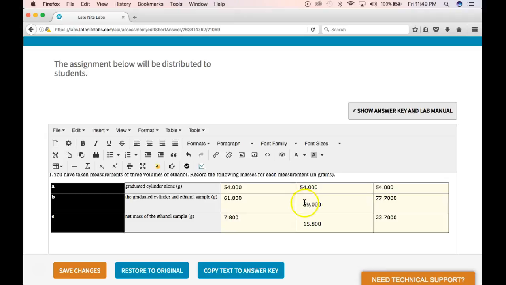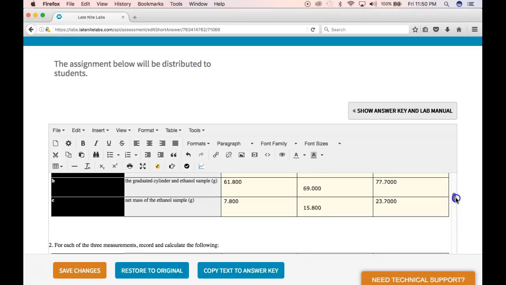In the second case, when you added another 10 mils, that's 20 mils of ethanol, and the mass went up to 69. So 69 minus the 54, and you get 15.8. Then you added another 10 mils for a total of 30 mils of the ethanol. So 77.7 minus the 54, and that's 23.7. So 10 mils of ethanol weighs 7.8, 20 mils of ethanol weighs 15.8, and 30 mils of ethanol has a mass of 23.7.